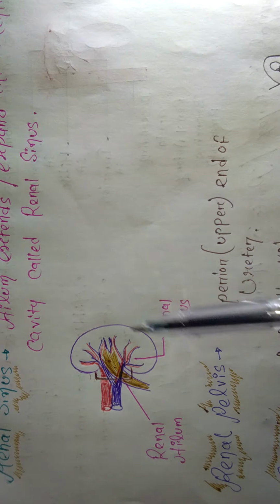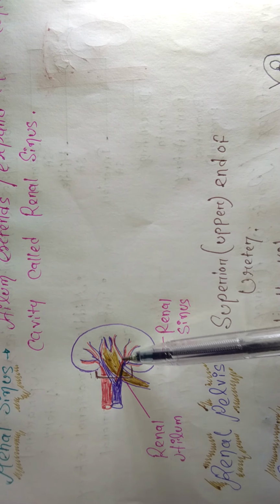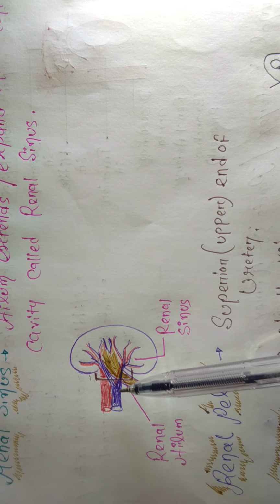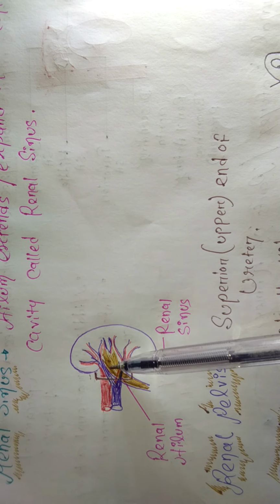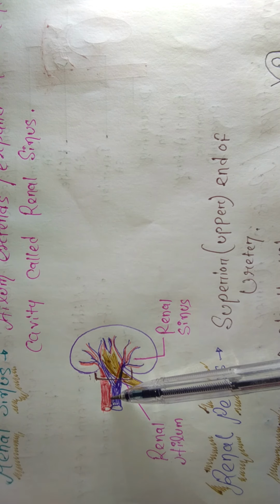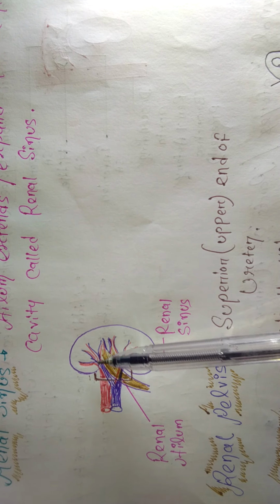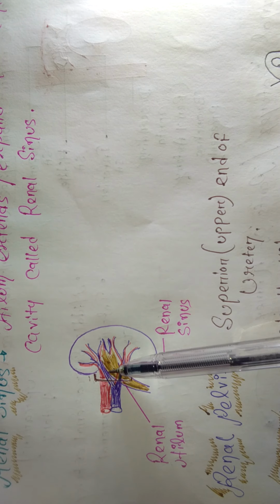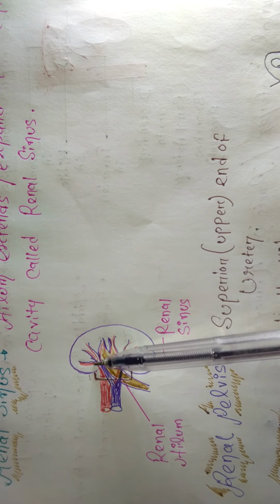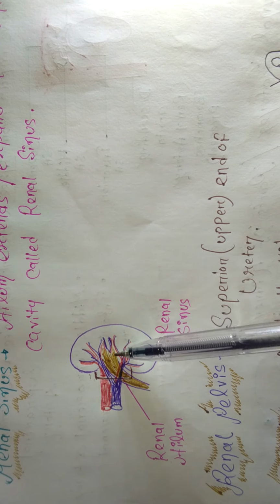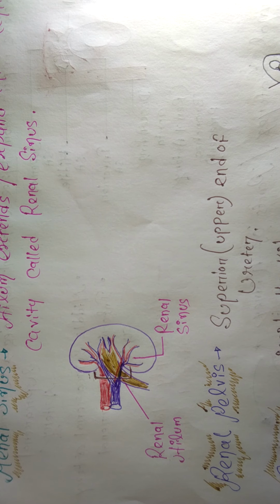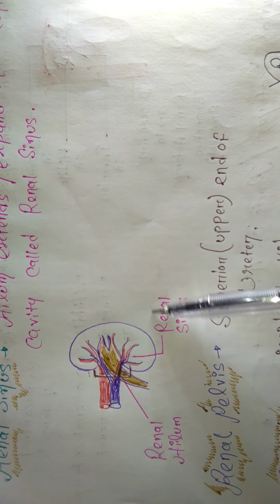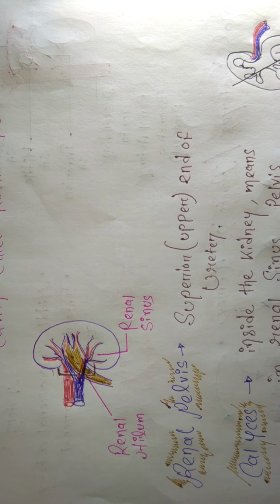Now let's see these two parts. Here we have a space from where the renal artery and vein are entering and the renal pelvis is exiting. This is the route for the renal artery, vein, pelvis, nerves and lymphatics. This entry and exit site is called the renal hilum, and the renal hilum then extends into a fat-filled cavity where we have major and minor calyces, pyramids, cortex, and medulla. This part is called the renal sinus. I hope it's clear.